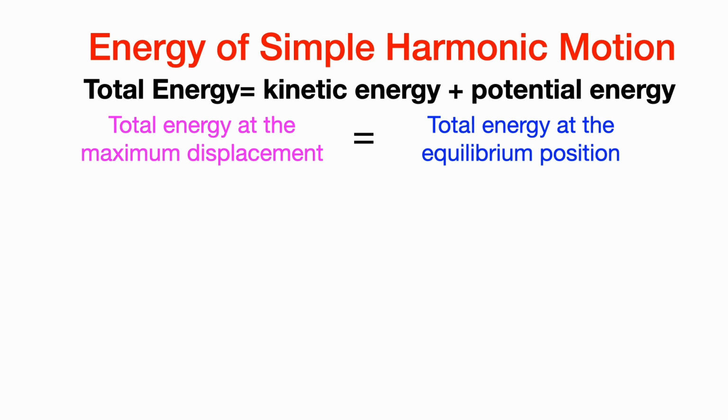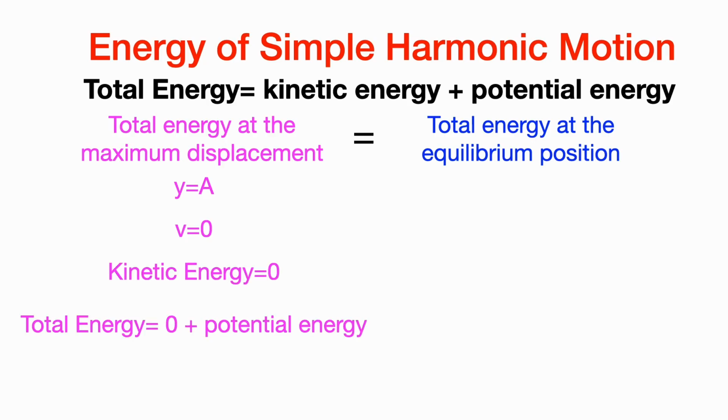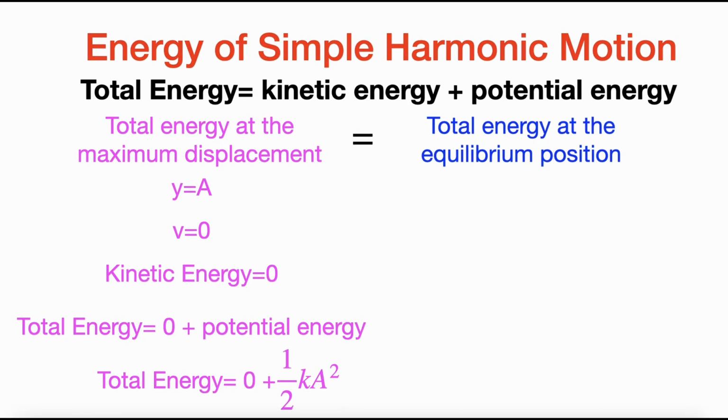What is total energy at maximum displacement? Y equal to a. Velocity is 0 at y equal to a. That means kinetic energy should be 0 at maximum displacement. So only potential energy term contributes to the energy. So total energy equal to U of a is equal to half ka square.